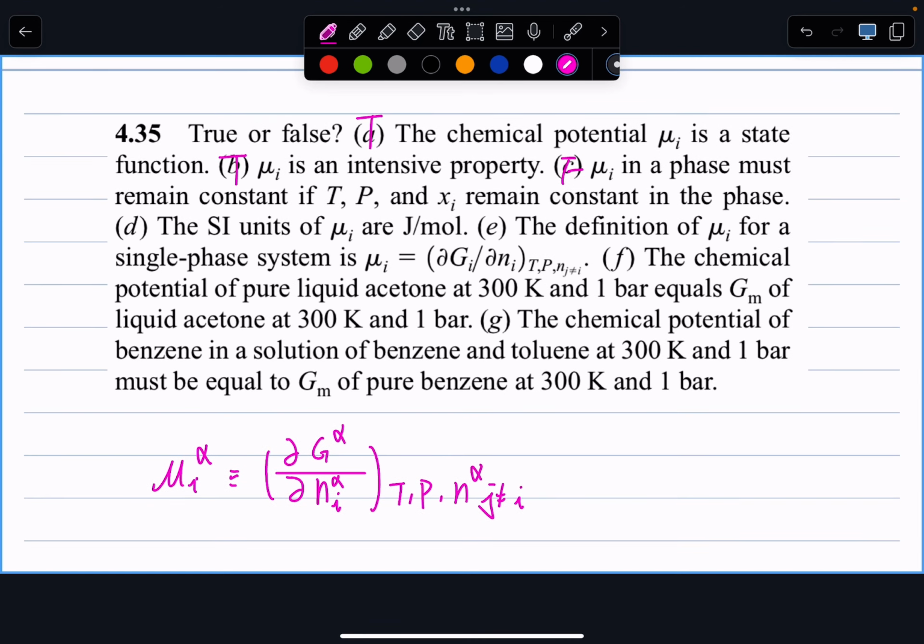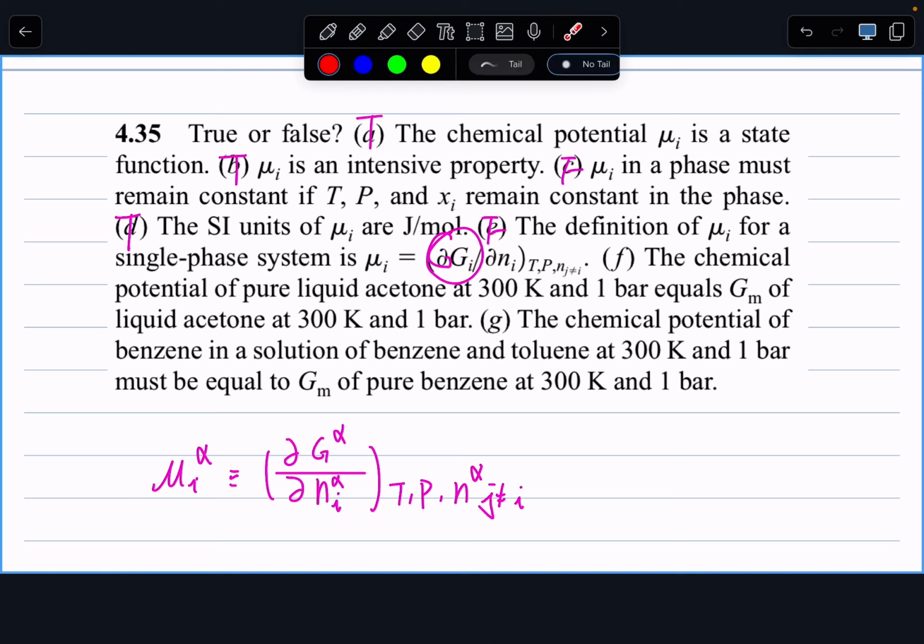Next one, the definition of mu i for a one-phase system is that mu i equals dG over dNi at constant T, P. So this is a very tricky one since this one is false because here, again, it's saying in my definition, that's a total Gibbs energy. That's not the Gibbs energy of a specific species. This one is very easy to miss. That one is true, so.